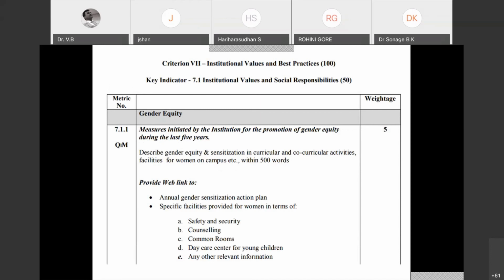And regarding the specific facilities, they are asking us to provide for safety and security and counseling. So in case you have counseling rooms, a boys common room and a girls common room, then geotagged photographs of the same are needed. And if the institution provides a daycare center for the children of the faculty, then a geotagged photograph of that should be included. With regard to safety and security, all the institutions are expected to have 24/7 security personnel going around the campus and also CCTV.